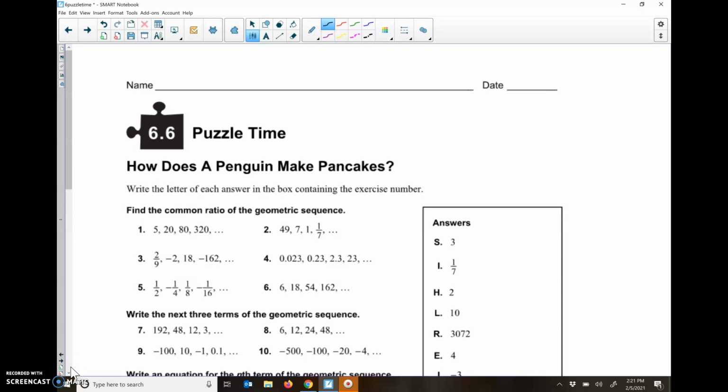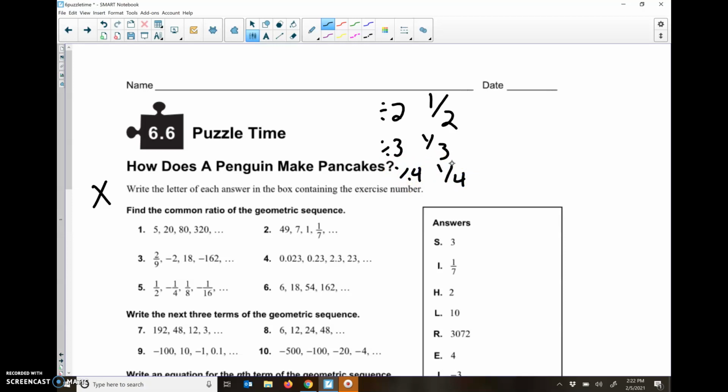So the joke for this one is, how does a penguin make pancakes? Okay, so remember this is geometric sequences, and geometric sequences needs to be a multiplying pattern. So it has to be a multiplying pattern. Even if it looks like it's a dividing pattern, remember dividing by 2 is really the same as multiplying by a half, or dividing by 3 is multiplying by a third, or dividing by 4 is multiplying by 1/4. So we got to keep that in mind.